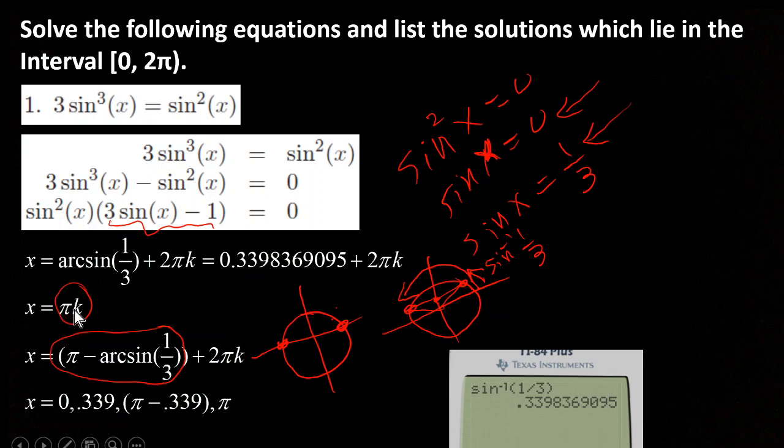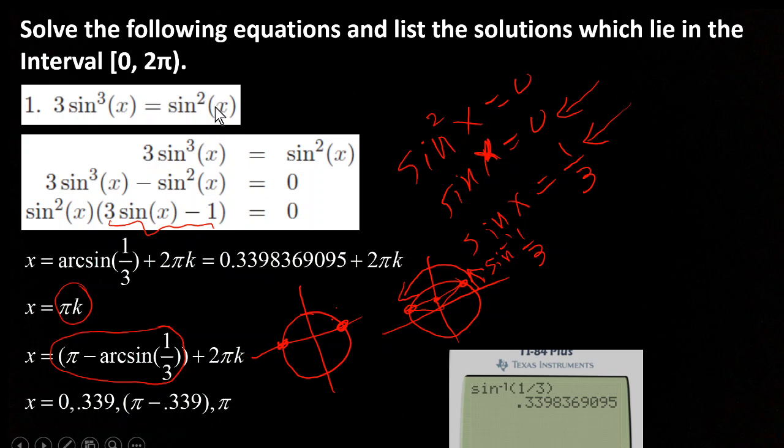So x equals k pi is one solution. x equals sine inverse of 1/3, which is this angle right here, plus 2k pi is one solution. And then another solution is this angle, which is pi minus sine inverse of 1/3, plus 2k pi. So these are the solutions.